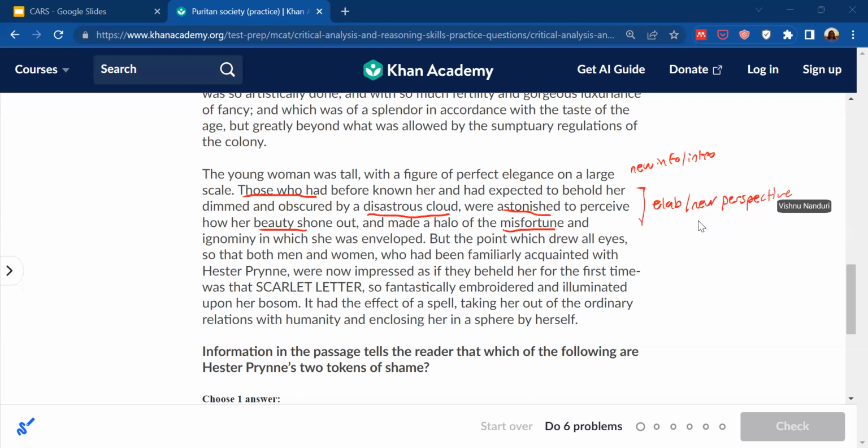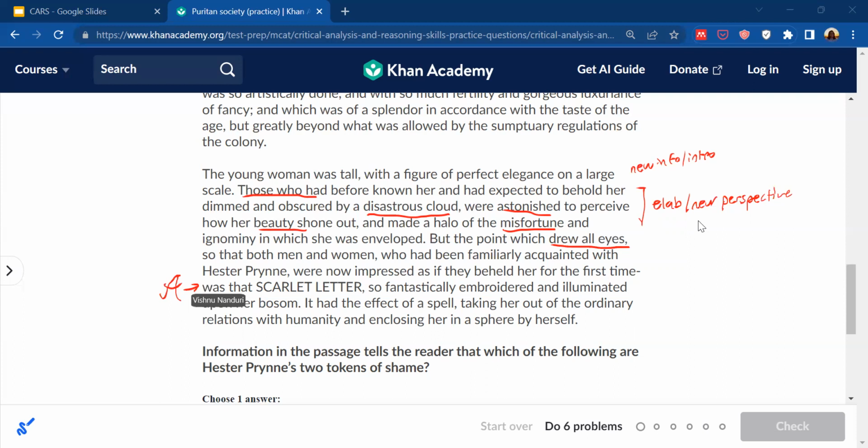of her. But the point which drew all eyes, so that both men and women who had been familiarly acquainted with Hester Prynne were now impressed as if they beheld her for the first time, was a scarlet letter, so fantastically embroidered and illuminated upon her bosom. So this is saying what actually drew people's attention was that letter A. So I'll just draw a letter A. So that's a scarlet letter on her dress.